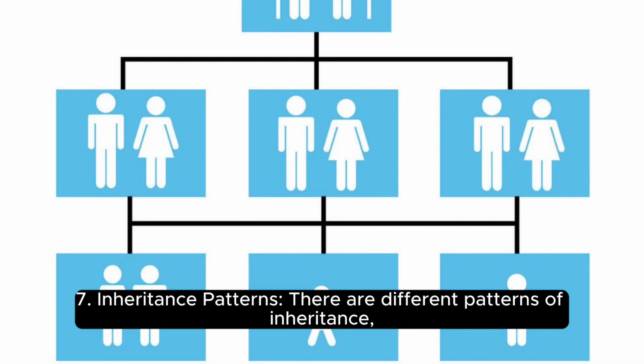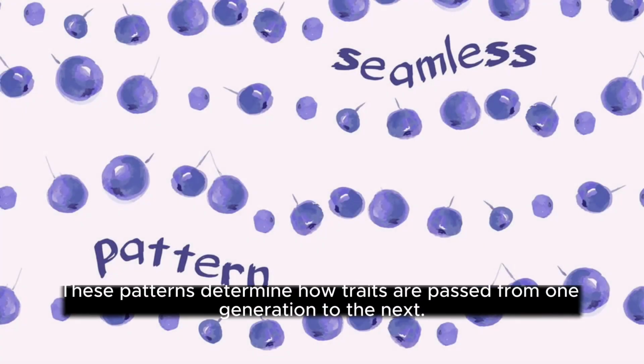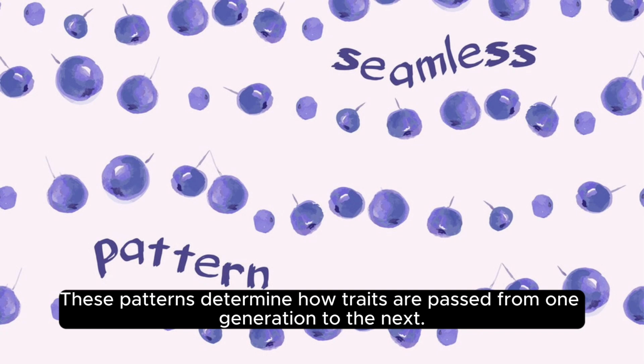7. Inheritance patterns. There are different patterns of inheritance, such as autosomal dominant, autosomal recessive, and sex-linked inheritance. These patterns determine how traits are passed from one generation to the next.